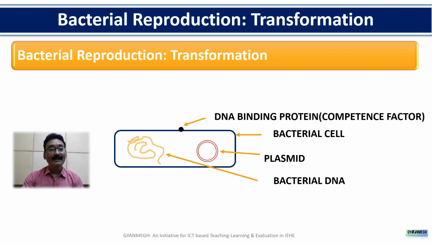This competence is due to a DNA binding protein, which is also called a competence factor. External factors trigger the expression of genes involved in this activity. These genes encode proteins that facilitate DNA uptake and recombination. During competence development, bacteria produce a variety of proteins responsible for DNA uptake. These include DNA binding protein, a transport system for the DNA, and enzymes involved in the processing of incoming DNA.